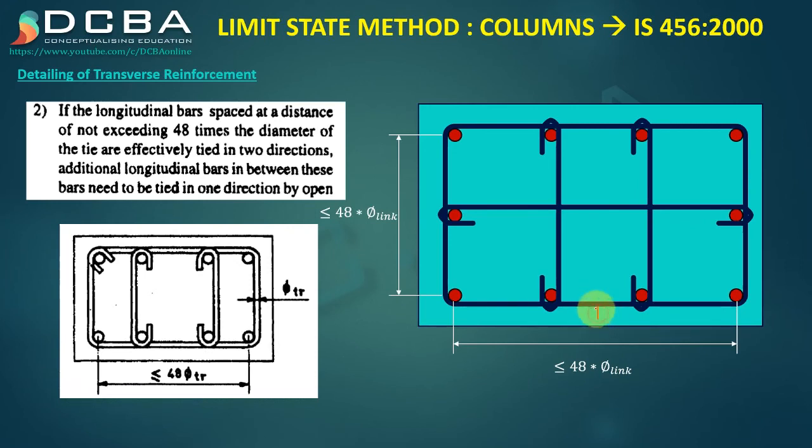This is called a link, or the transverse reinforcement that we are calling. It is also called a link. So if this distance is less than 48 times dia of link, then in between we can only provide these open bars. Okay, so these are your open links, and these would be called closed links. Fine.